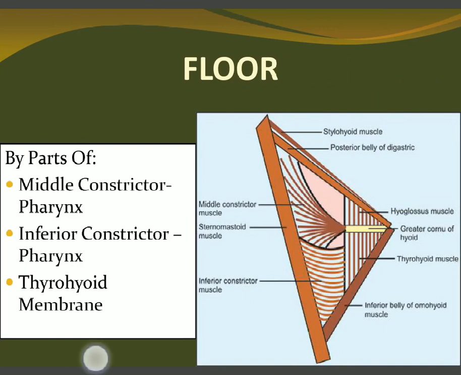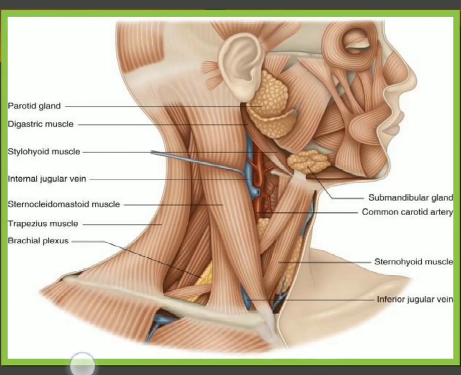The floor, again, because in any triangle the floor is formed by muscles. So here also, the middle constrictor muscle of the pharynx and the inferior constrictor muscle of the pharynx, and also the thyrohyoid membrane. These three structures form the floor of this carotid triangle. This is the carotid triangle. The sternocleidomastoid has been pulled to show this carotid triangle.